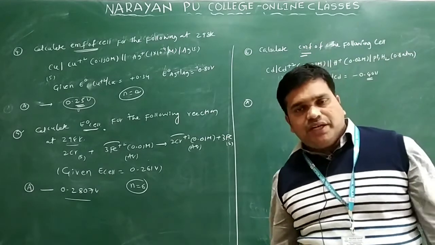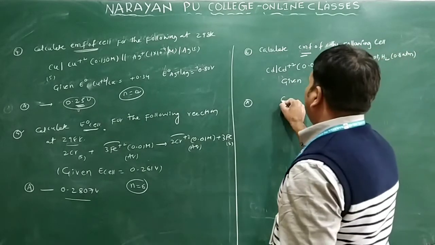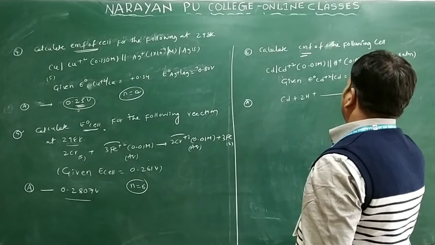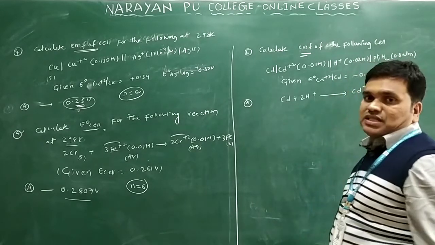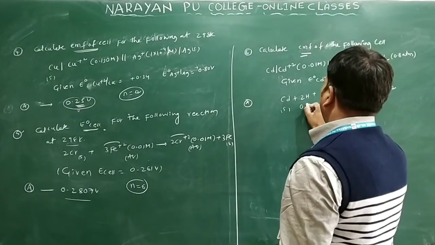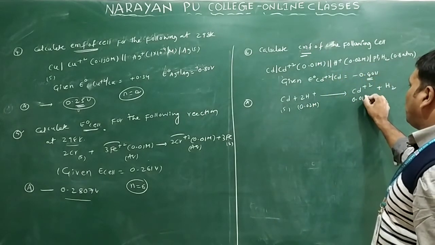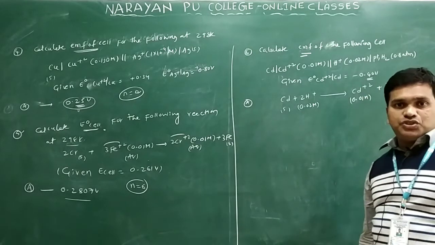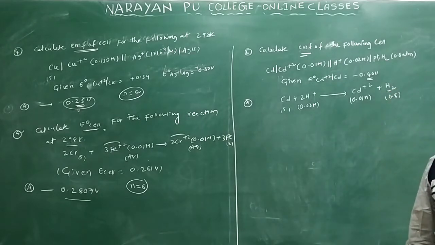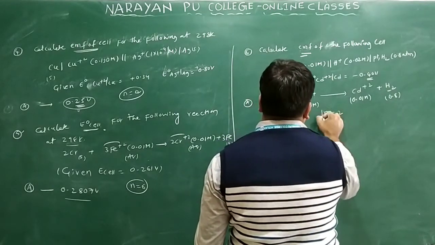First we will write the cell reaction for this question. The cell reaction is cadmium plus 2H+ gives rise to cadmium+2 plus H2. The cadmium is in solid form. The concentration of H+ is given as 0.02, the concentration of Cd+2 is 0.01, and the H2 gas concentration is given in the form of partial pressure, 0.8 only. First we find how many electrons are changed here. The number of electrons changed is 2 only.